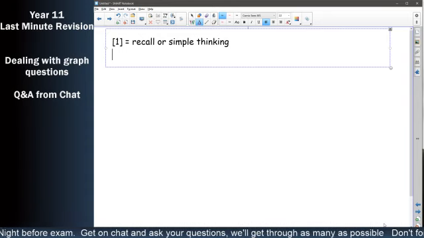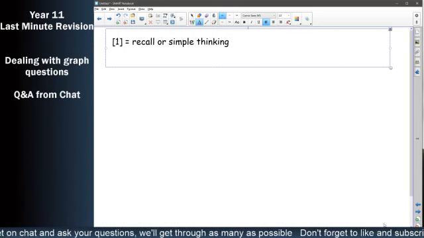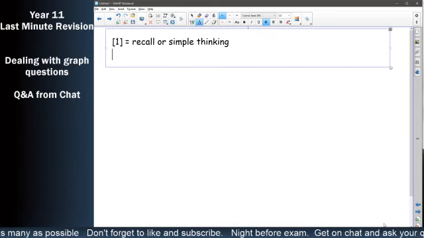Just F equals ma, bang, you've either got it or you haven't got it. Put an X on the center of gravity of this object, you've either got it or you haven't got it. Okay, what's area measured in if pressure is to be in pascals? It's meters squared, you've got it or you don't have it. Okay, or simple thinking, something like convert 1,000 grams to kilograms, and we'll do a little bit of conversions later on.